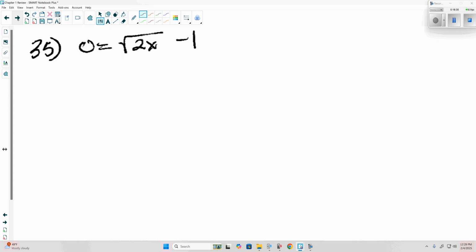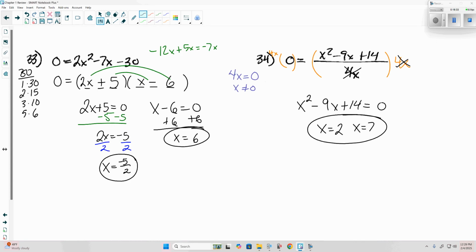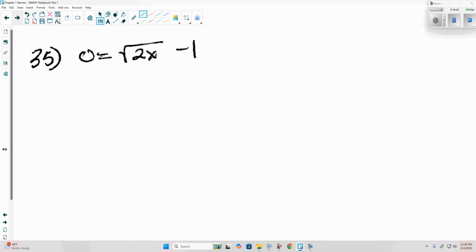All right, 35. Our radicals, square roots. When we solve radical equations, the first thing we need to do is get the radical by itself. So anything outside the radical that's not inside, here we're just trying to get the square root of 2x by itself. So to do that, we're going to add 1 to both sides, telling us that the square root of 2x is equal to 1.